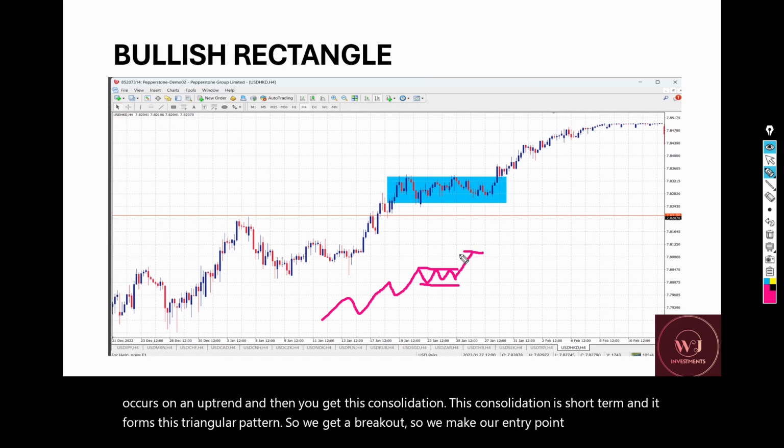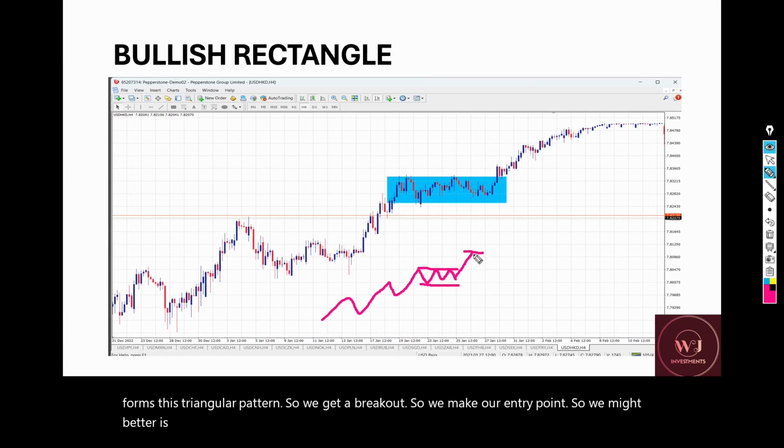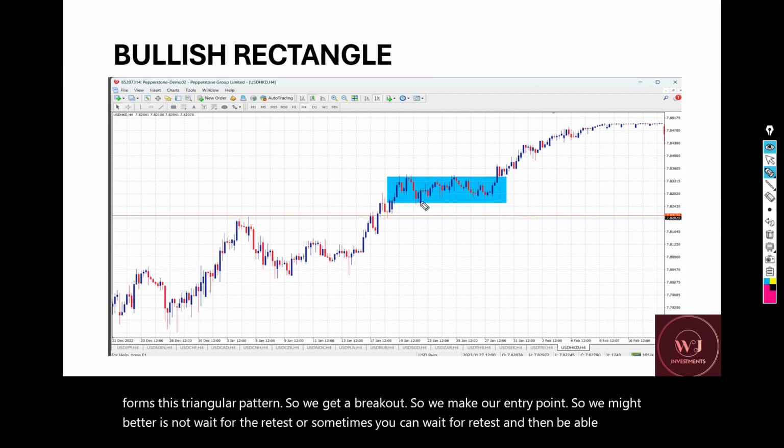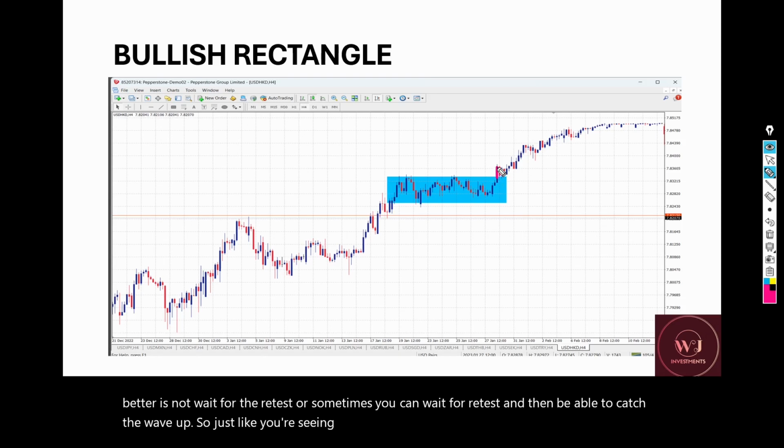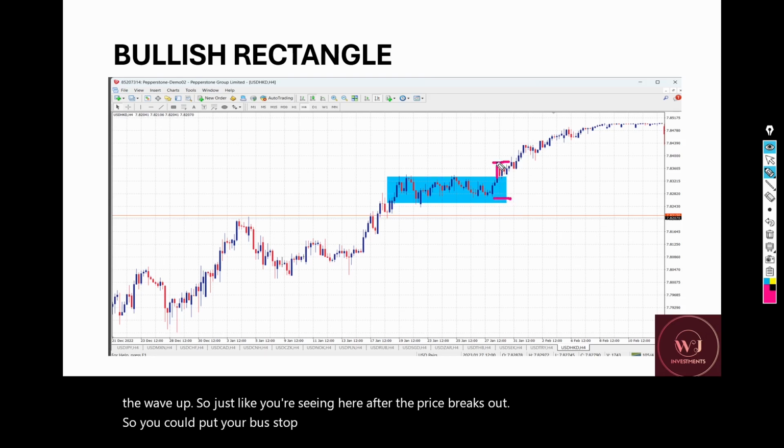Sometimes it's better not to wait for the retest, or sometimes you can wait for a retest and then be able to catch the wave up. So just like you're seeing here, after the price breaks out, you could put your buy stop order right here, then put a stop loss, and then you catch the wave up.